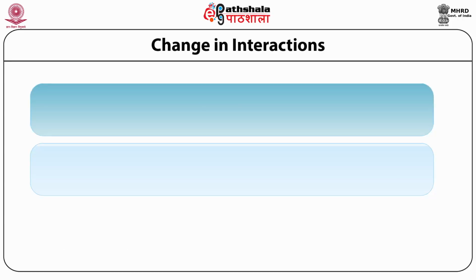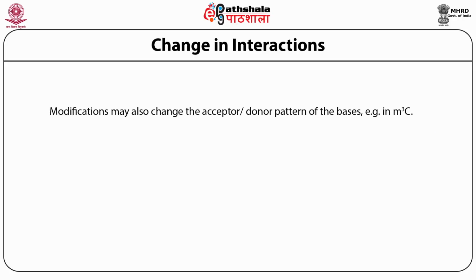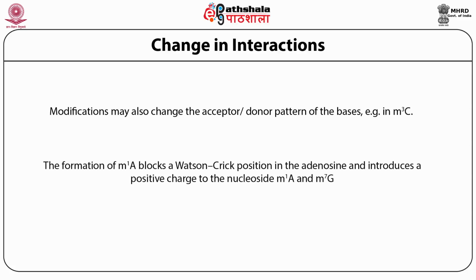Change in the interaction. There are still more changes in the interactions. Modifications may also change the acceptor-donor pattern of the bases. A typical example is 3-methylcytosine. The formation of M1A blocks Watson-Crick position in adenosine and introduces a positive charge to the nucleoside, M1A and M7G.